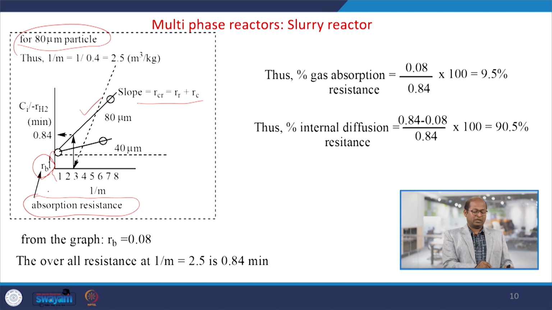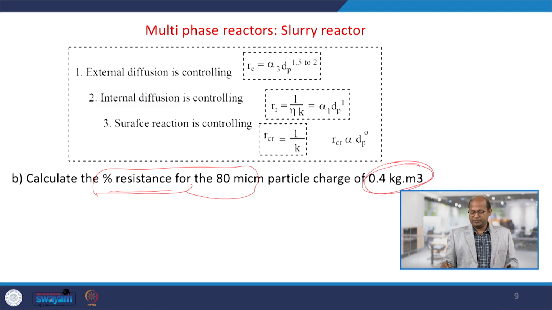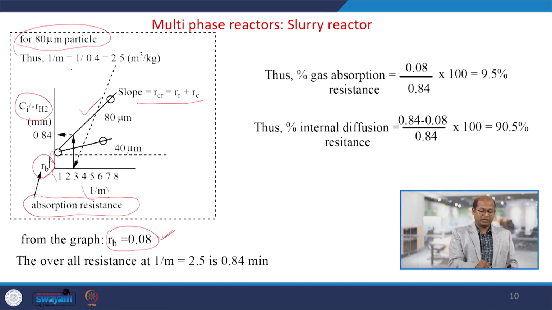If from the graph we plot 1 by m against this, then for 80 micron particles RB is coming 0.08 minute. That is the constant for this particular 80 micron particle size, the gas absorption resistance. For the amount of catalyst we considered, 0.4 kg per meter cube, 1 by m equals 2.5 meter cube per kg. So, in between 2 and 3, 2.5 is coming.